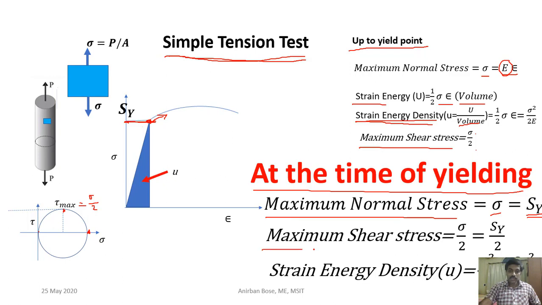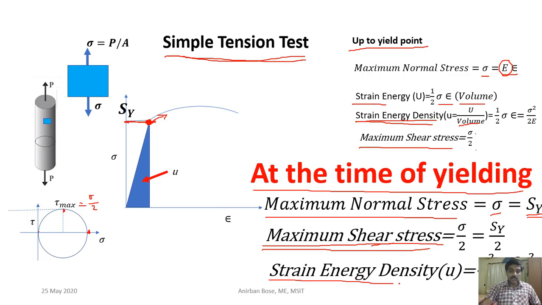Now, the maximum shear stress corresponding to yield is what? It is sigma divided by 2, and that sigma is SY. So SY by 2 is the maximum shear stress corresponding to yielding of a tensile test specimen.